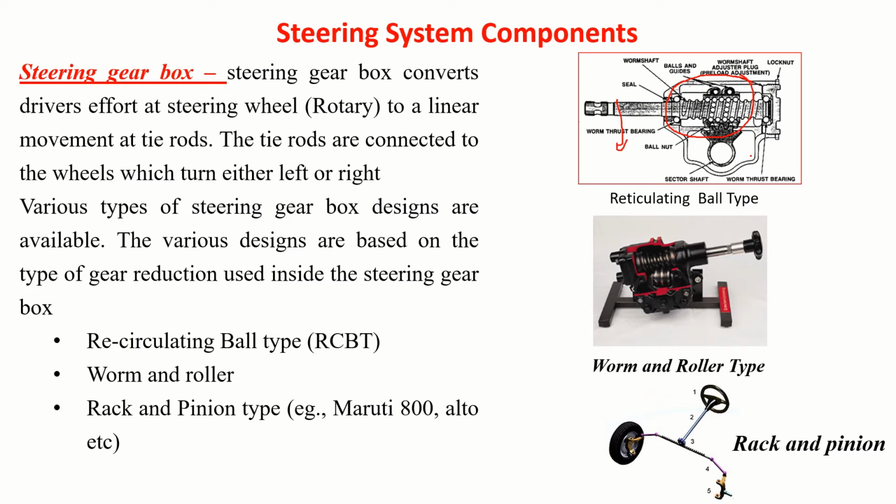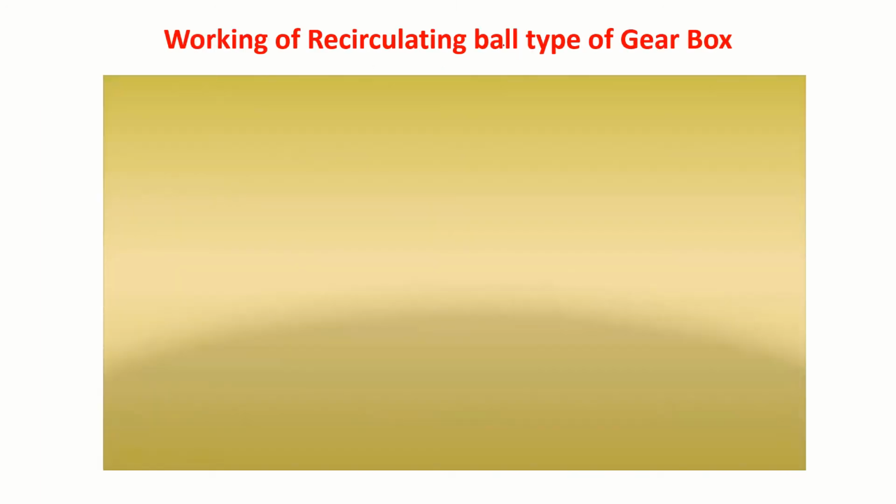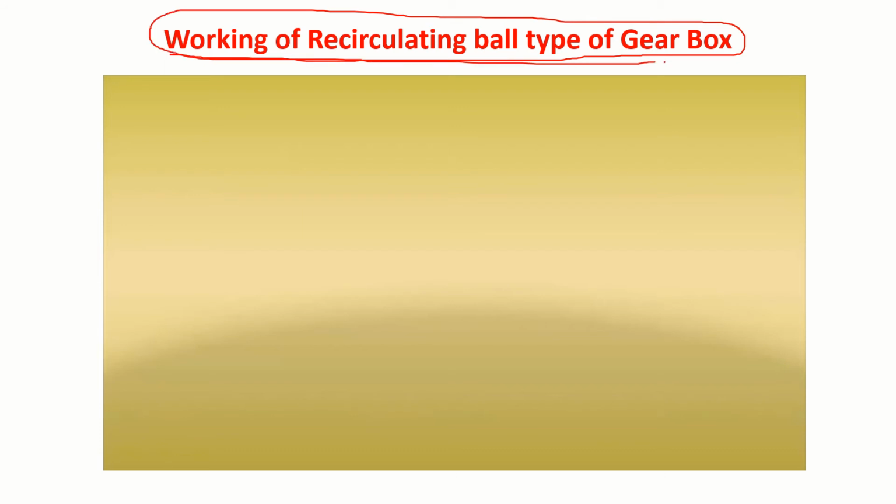So rotate this, then this will move this way. Rotate this way, so that it will be able to drive the pitman and other linkages. Sometimes they use a worm and roller type design too. And I already explained the rack and pinion type gearbox. And this is the tie rod design. How exactly it works, if you play this video, you will understand.